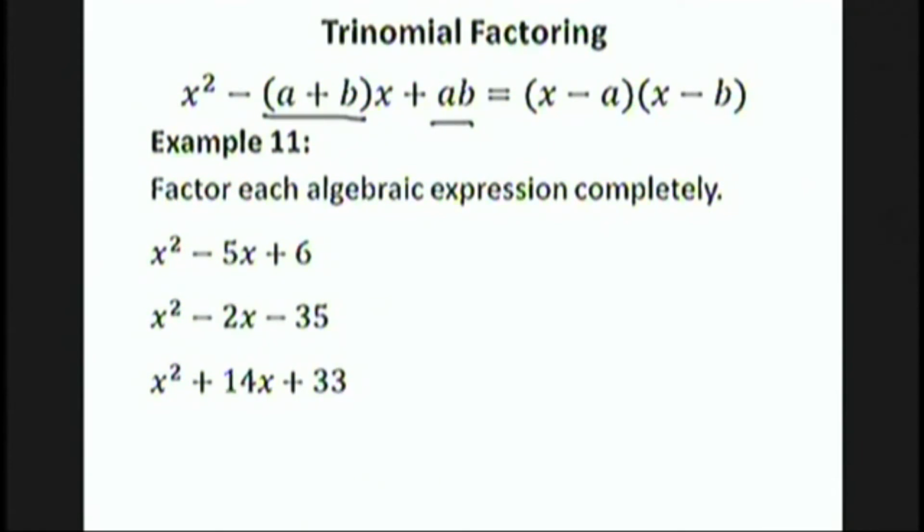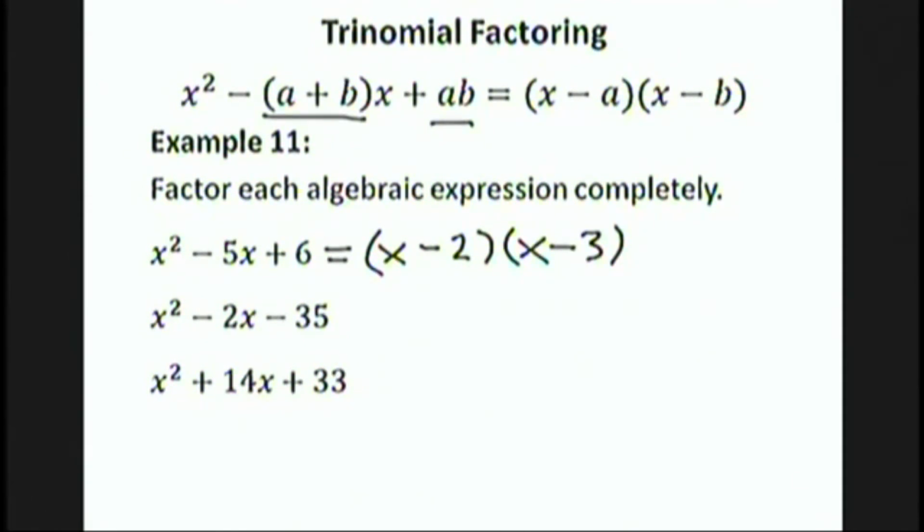So let's look at some examples. We're going to factor each of these algebraic expressions completely. x squared minus 5x plus 6. So we always get x here and x here, and the two numbers must multiply to 6, so there's going to be a 2 and a 3, and they have to add to negative 5, so that's going to be a negative and a negative. You could always check this at the end by multiplying these two polynomials.